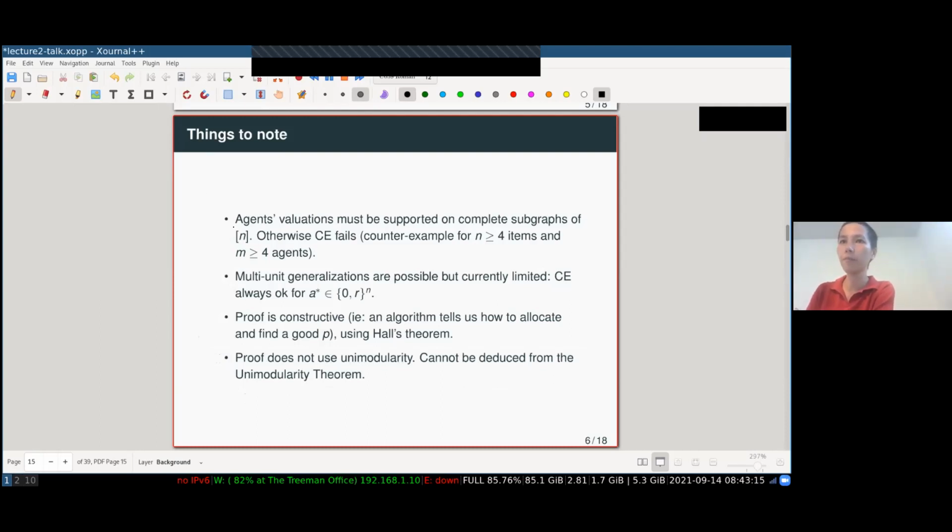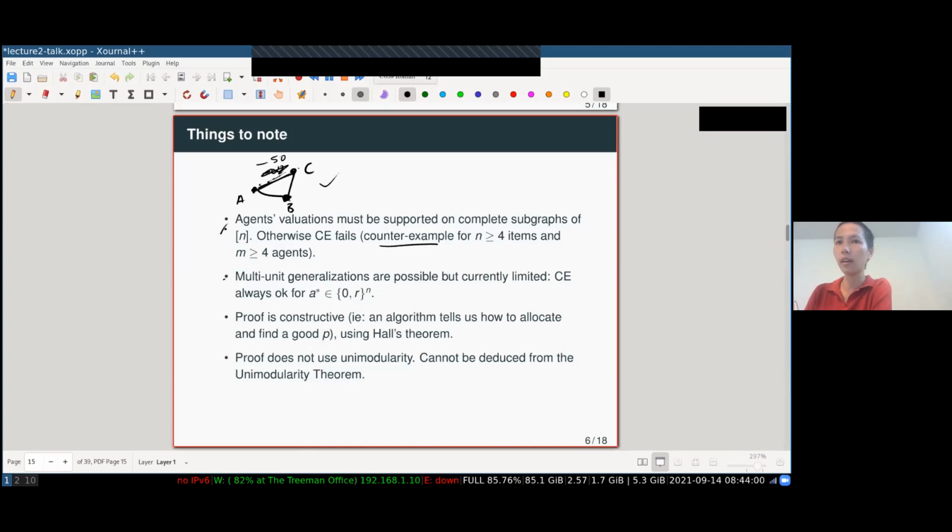Things to note. I was saying that this support condition, you can't get rid of it. So if you have situations where agents are happy with item A or B or C, they're happy with A and B together, B and C together, but they never ever want A and C together, and you put that to be minus infinity, then you get into a lot of trouble. Then we can find a counterexample for competitive equilibrium when the number of items and the number of agents are large enough. But as long as you put like minus 50 or so here, then that's okay. That's fine.